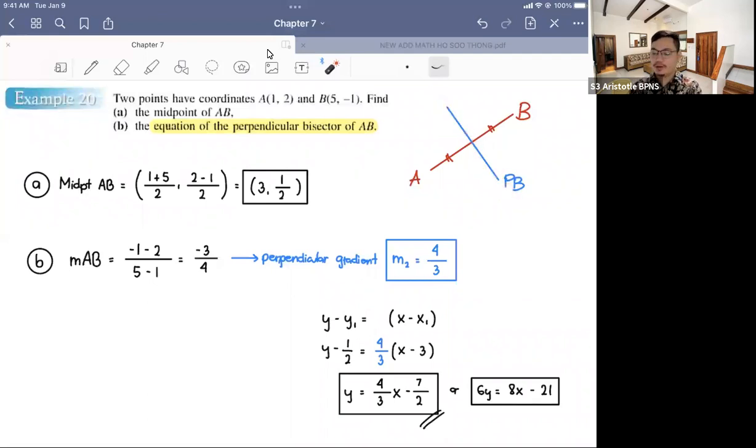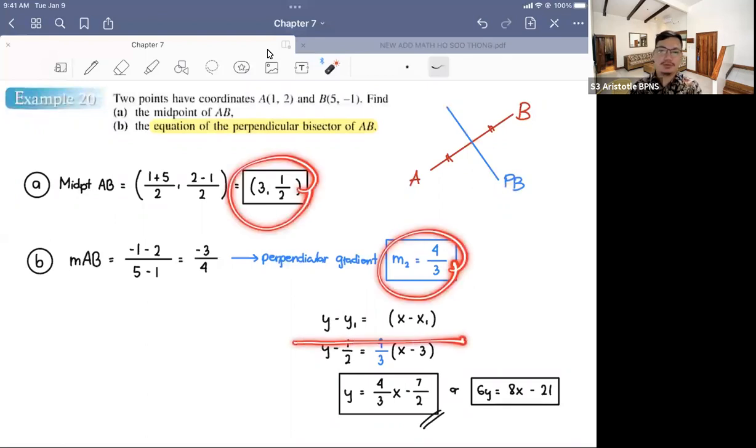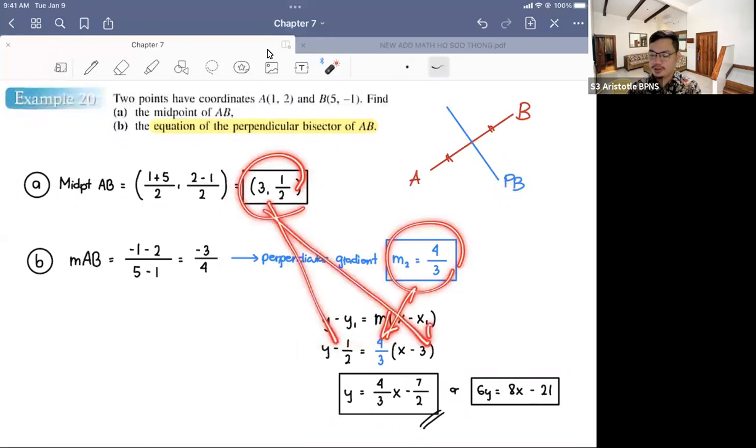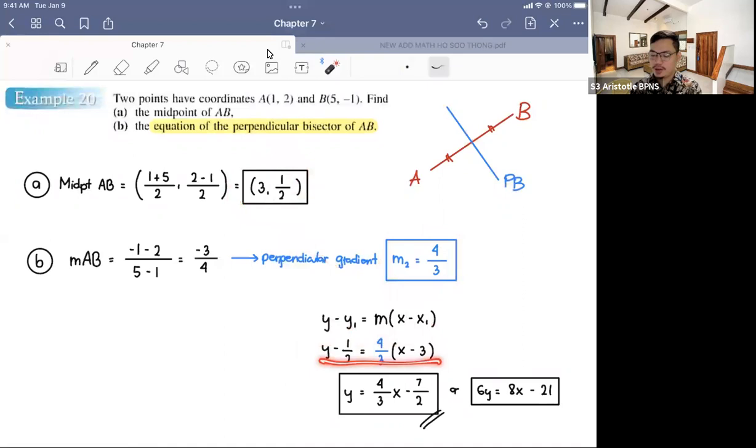So from there, I have now my gradient. I now have a point. So we can now solve for the equation of the line. Okay, I forgot the m here. So everything's here. Just substitute this here, and this is x and y. When you simplify this, you'll get y equals 4/3 x minus 7/2, or you can also write it this way. It's up to you, but both are accepted as your final answer.